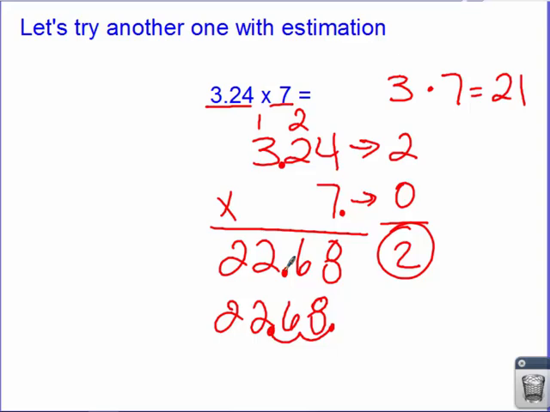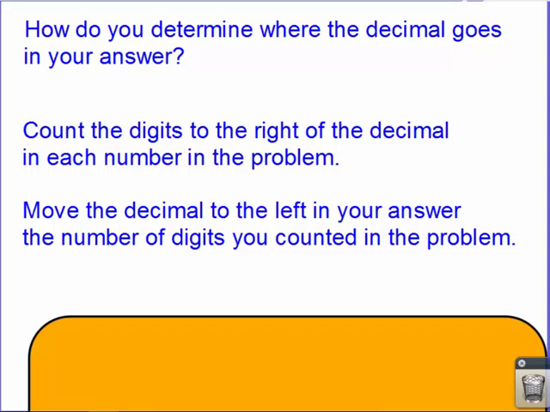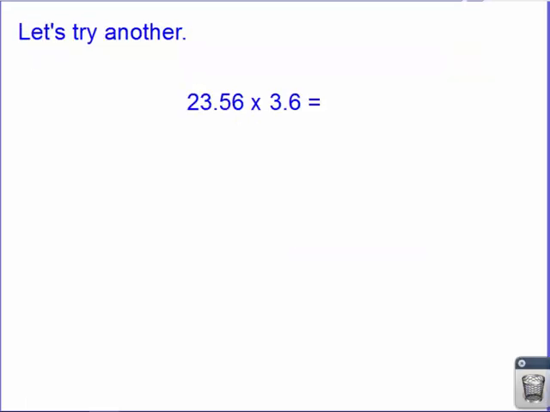So whether you find where the decimal goes using estimation or with the rule, it works either way. So again, to figure out where your decimal is going to go, you count the digits to the right of the decimal in each number in the problem, and that's how many places you move the decimal to the left in your answer. So let's try one more. This one's a little bit bigger.